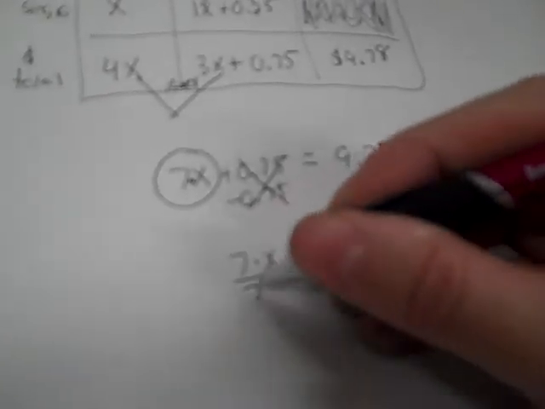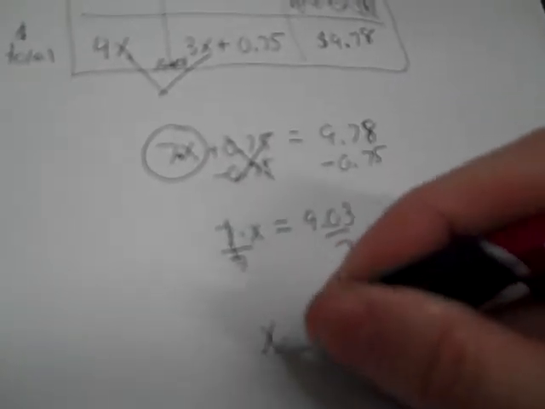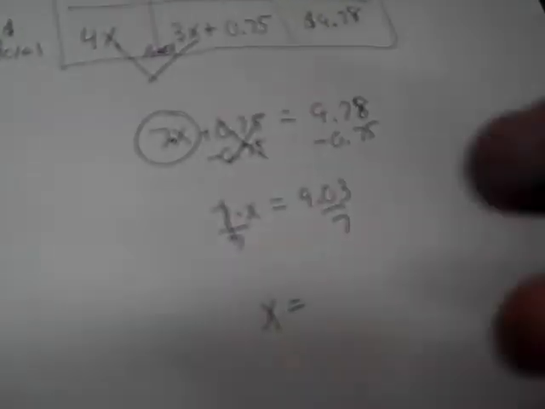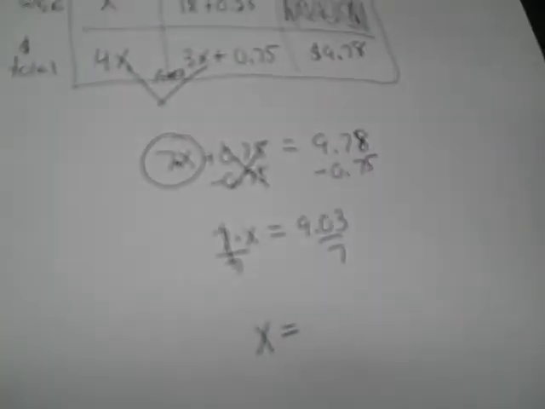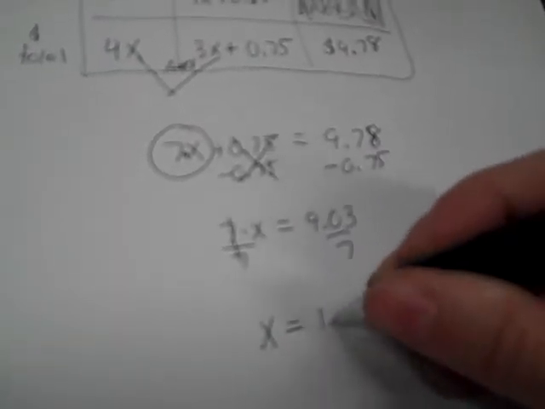Then I divide both sides by 7, and that gives me my first answer. 1.29. Okay. Now, to find out where that goes, what you do is you go look in the table where you have just the regular x all by itself. Okay, where do I have just x all by itself? Which box? Right here. And that's under A, so that's your apples cost.